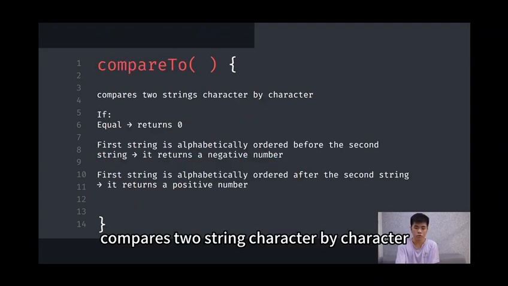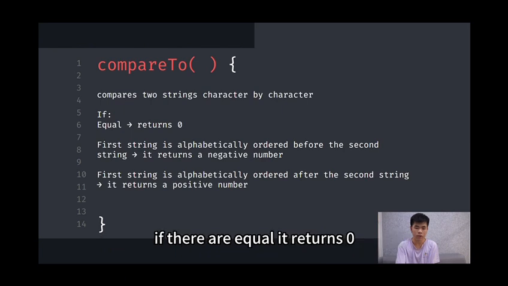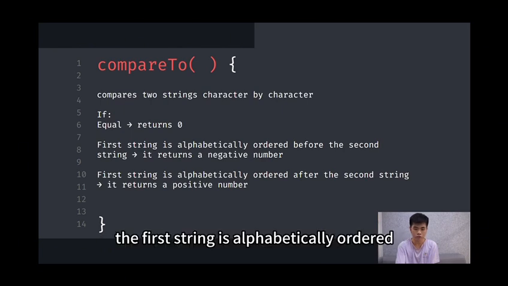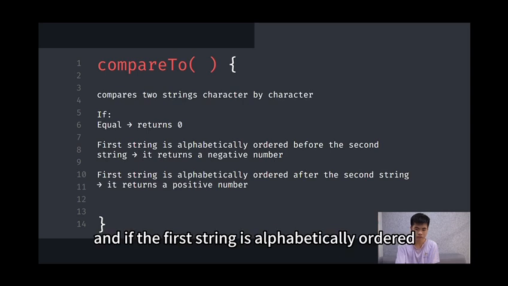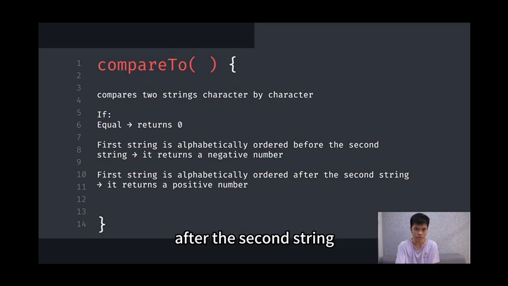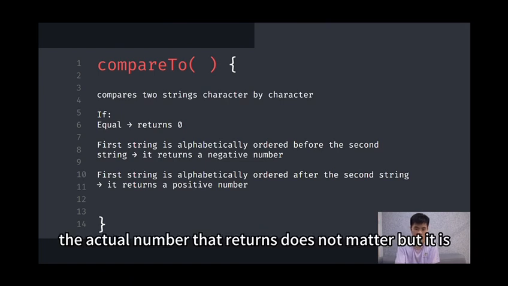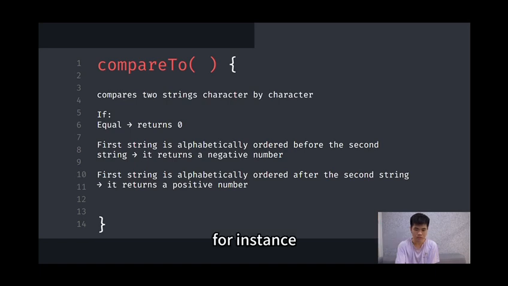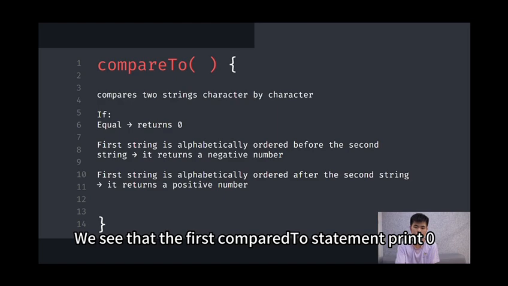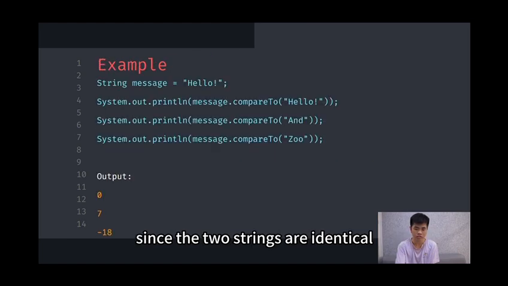The compareTo method compares 2 strings character by character. If they are equal, it returns 0. If the first string is alphabetically ordered before the second string, which is the argument of compareTo, it returns a negative number, and if the first string is alphabetically ordered after the second string, it returns a positive number. The actual number that it returns does not matter, but it is the distance in the first letter that is different. For instance, we see that the first compareTo statement prints 0, since the 2 strings are identical.